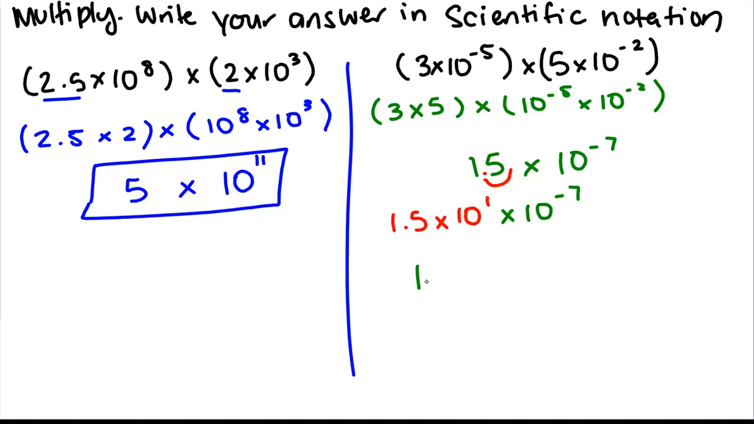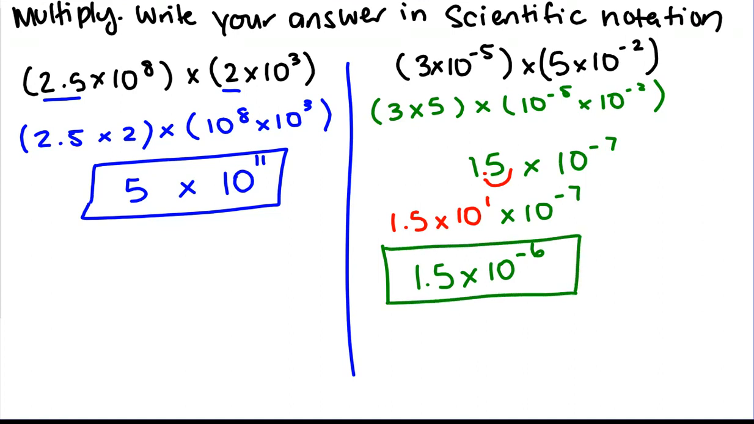And so we have 1.5 times 10 times 10, so that we're saying that as 10 to the power of 1. And 1 plus negative 7 is negative 6. And that is now written in scientific notation once we've simplified.